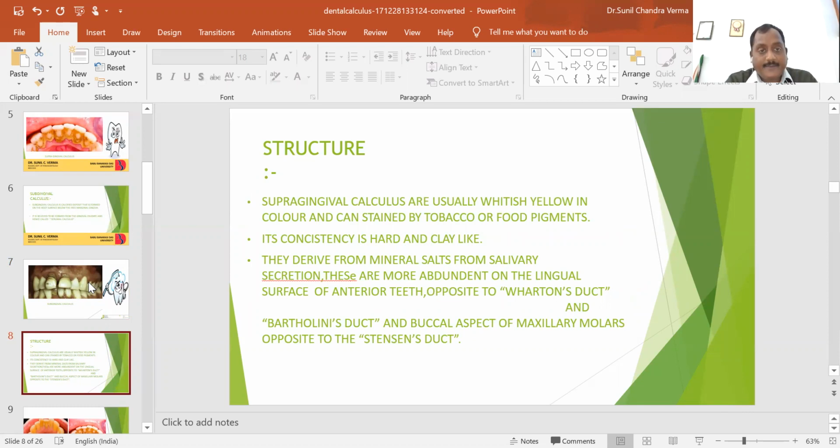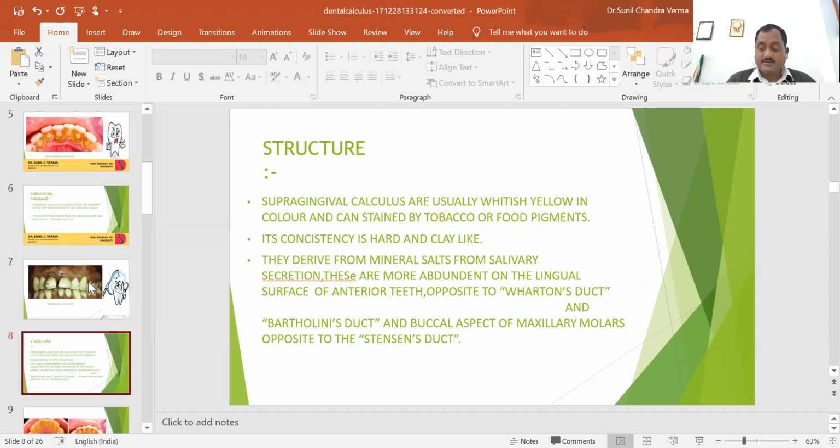Structure. Supragingival calculus is usually whitish yellow in color and can be stained by tobacco or food pigments. Its consistency is hard and clay-like. Basically, this is hard. They derive mineral salts from the salivary secretions. Hence, these are more abundant on the lingual surface of the lower anterior teeth, opposite to Wharton's ducts and Bartholin ducts, and the buccal of the maxillary molars, opposite to Stensen's duct. Means this calculus is more frequently found where the openings of major salivary glands occur.